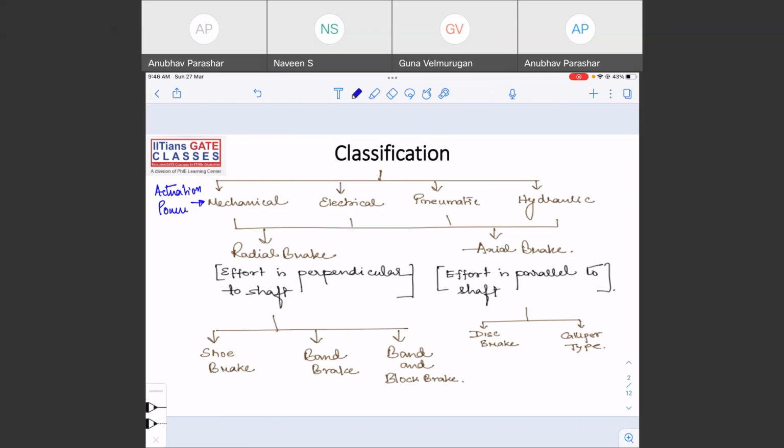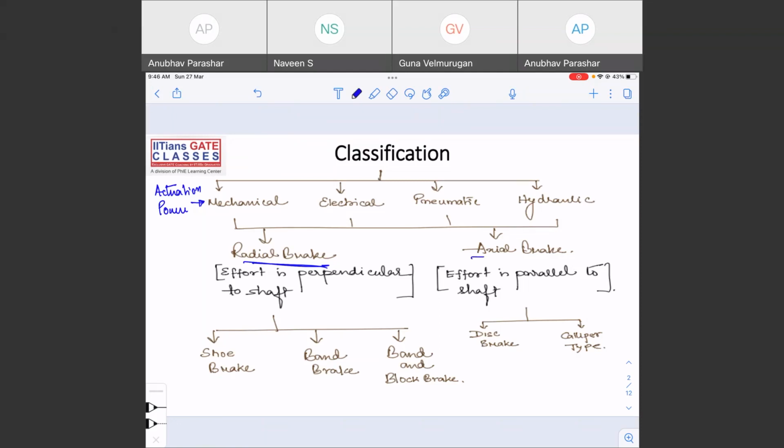Apart from that, all 4 types of brakes, mechanical, electrical, pneumatic, hydraulic, can be classified into radial and axial. So what is a radial brake? A radial brake is a brake in which the effort is perpendicular to the shaft. This is what we are going to see. Radial brakes are generally used in cars.